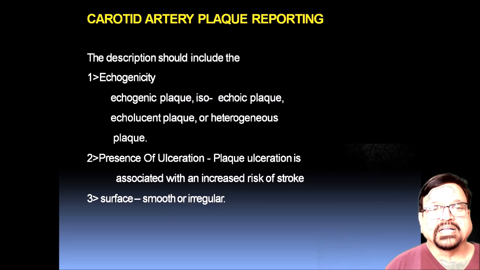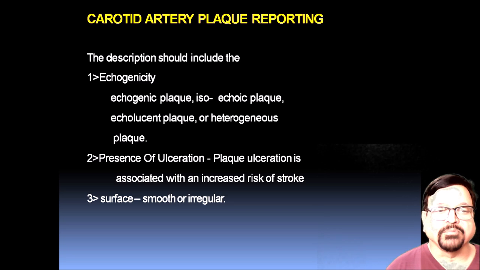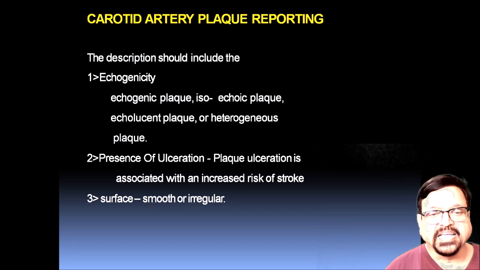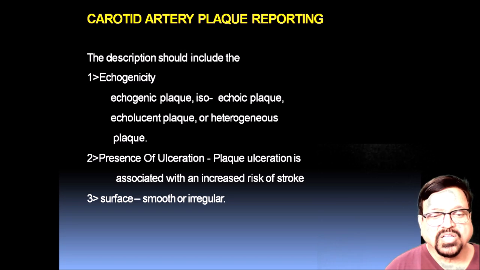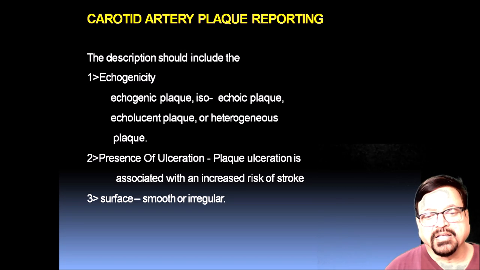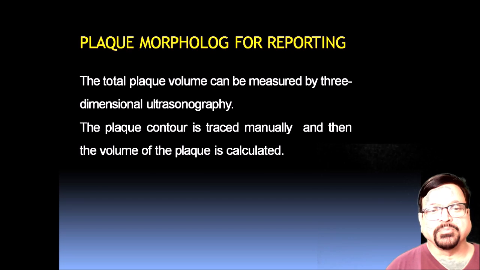Now, carotid artery plaque reporting. What should come in the reporting? One is echogenicity. Echogenic plaque, isoechogenic plaque, then echolucent or heterogeneous should be reported as per the appearance on the Doppler study. Then presence of ulceration is important. Plaque ulceration is associated with increased risk of stroke, and the surface of the plaque, whether smooth or irregular, again needs to be reported.